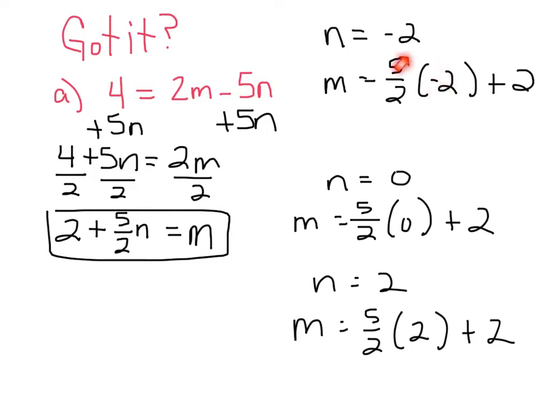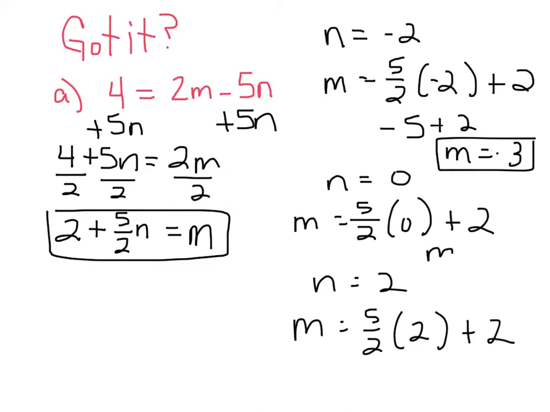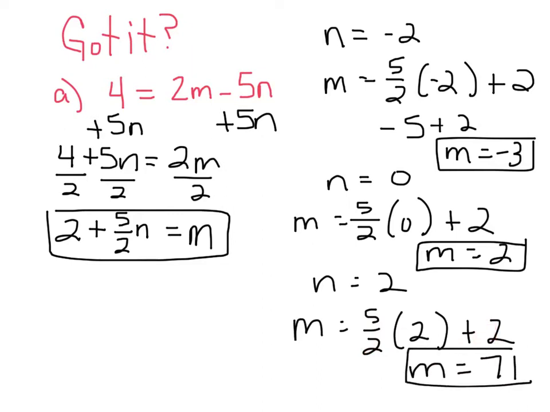So negative 2 times 5 halves. Now if you don't remember how to do that, negative 2 times 5, which is negative 10. Negative 10 divided by 2 would be negative 5. So that would give you negative 5 plus 2. So the first value would be m equals negative 3. Then we take 5 halves times 0 plus 2. Well, that's just 0 plus 2, so you get m equals 2. Then you get 2 times 5, which is 10, divided by 2, which is 5, plus 2, which is 7. So the three values would be negative 3, 2, and 7.